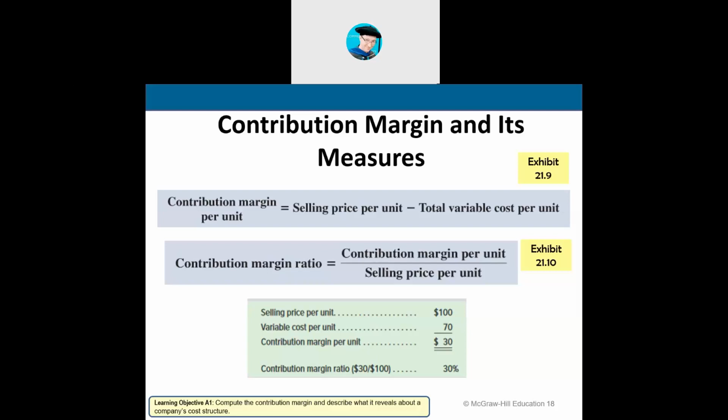Okay. Now that we have our contribution margin per unit, we can calculate what we call a contribution margin ratio. This ratio tells us the average profit per unit expressed as a percentage. So we take contribution margin per unit, $30, divided by sales price, 100. 30 divided by 100 is 30%.